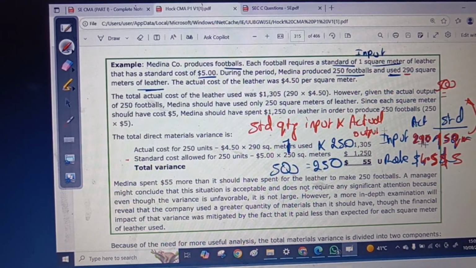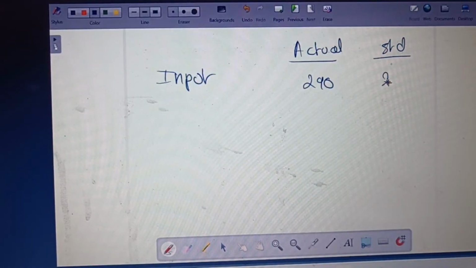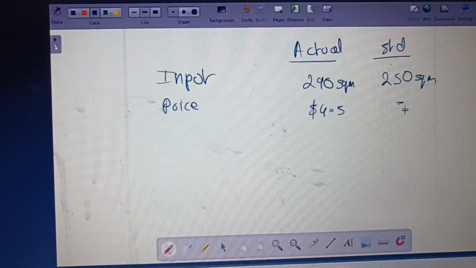So this is actual. This is standard. Input allowed is 290 actual. This is 250, obviously, because for 1 square meter of input allowed, we are producing 250. So that is 250 into 1. That is 250 square meters. Price: this is $4.70, this is $5.